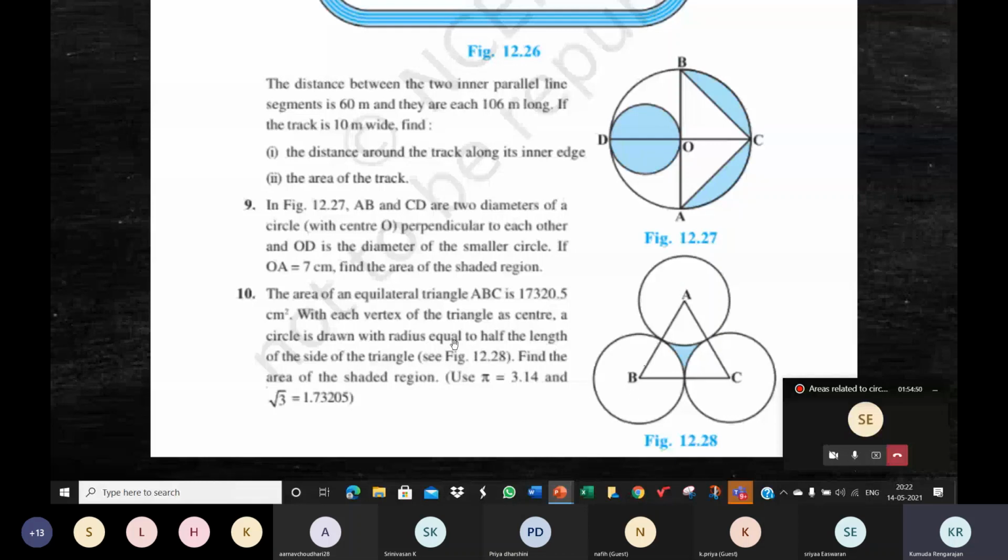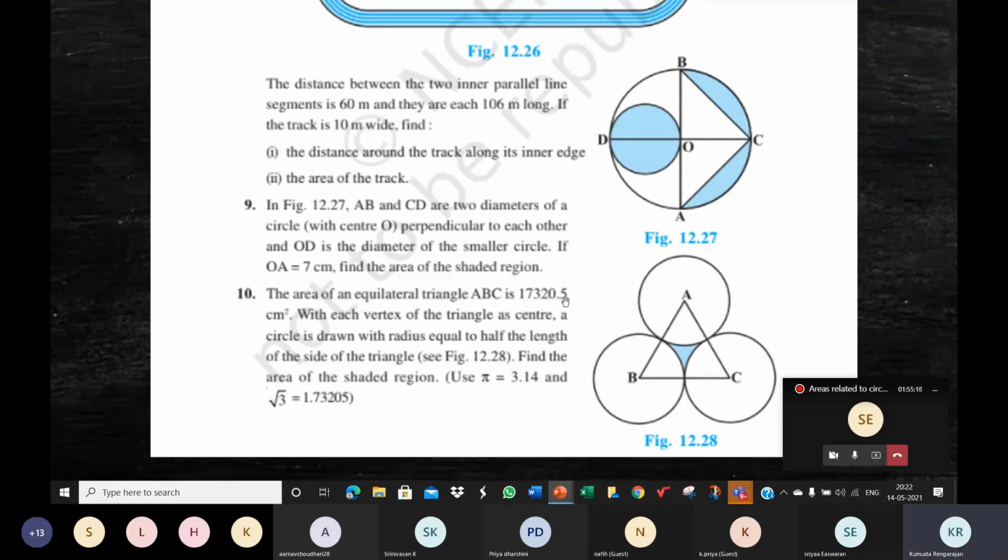We found the side because only when we know the side of the triangle can we find the radius. Radius is equal to half the length of the side of the triangle. So we found the side of the triangle, 200. Half the length, 200 by 2. The radius of each circle is 100 centimeters.